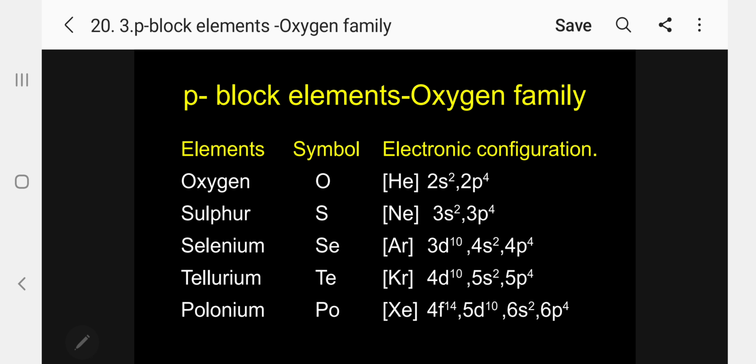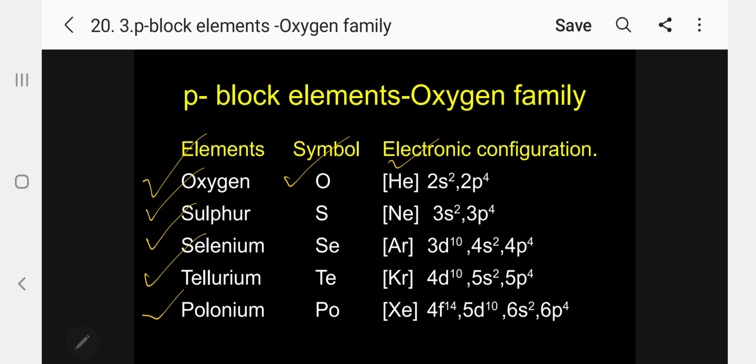So the members are oxygen, sulfur, selenium, tellurium, polonium. These are the symbols for the corresponding elements: oxygen O, sulfur S, selenium Se, tellurium Te, polonium Po. For the corresponding electronic configurations, instead of giving from the beginning, it is given as helium electronic configuration plus 2s2 2p4. Same way, neon, argon, krypton, xenon.